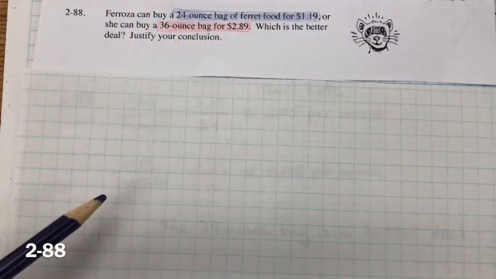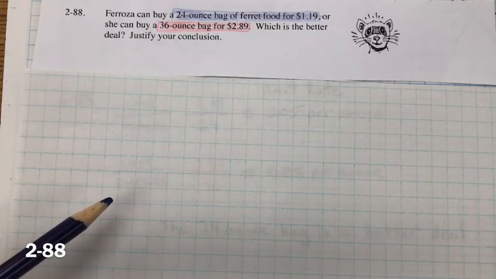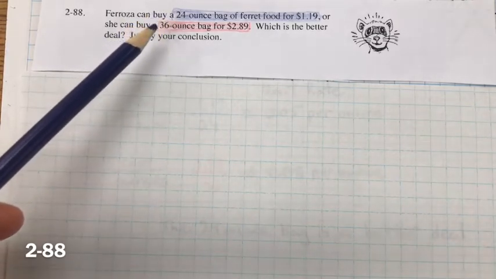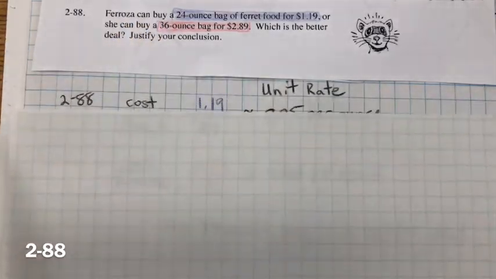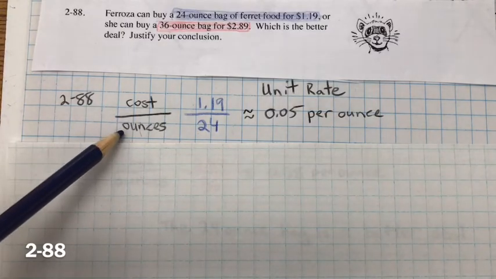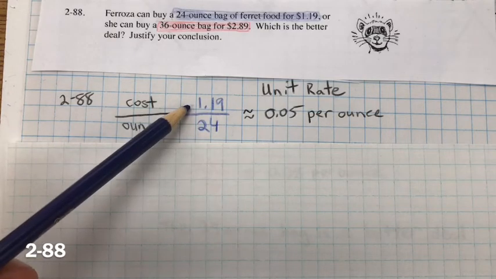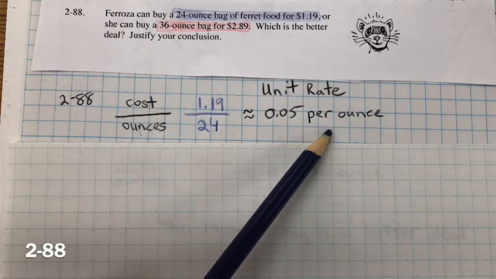Problem 288. Feroza can buy a 24-ounce bag of ferret food for $1.19, or she can buy a 36-ounce bag for $2.89. Which is the better deal? Justify your conclusion. So we want to try to find the unit rate for each of these purchases. To find the unit rate for the 24-ounce bag, we have cost over ounces. How much does it cost per ounce? So $1.19 divided by 24 equals 5 cents per ounce.